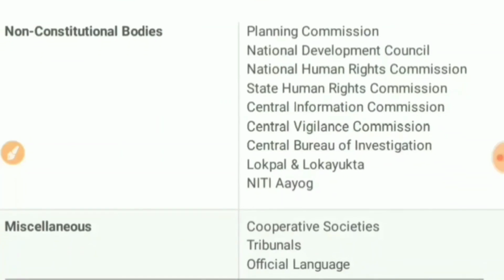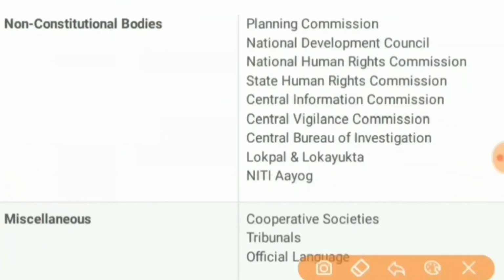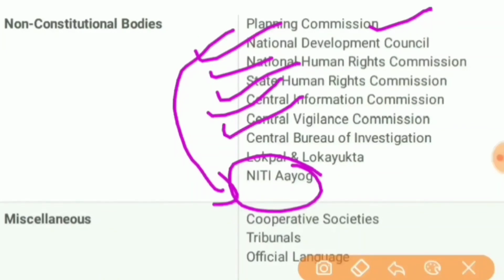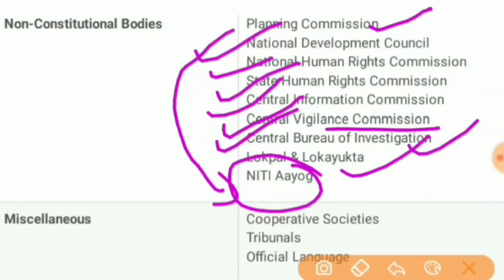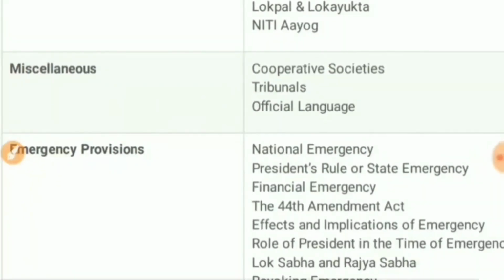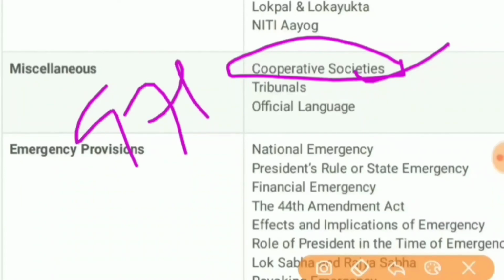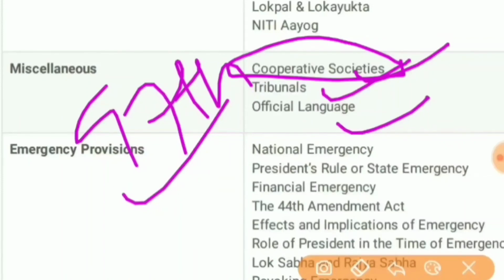Then we have non-constitutional bodies, which are formed by an act or a law, that is the Planning Commission, which has now been replaced by the Niti Aayog in 2014. Then we have the National Development Council, National Human Rights Commission, State Human Rights Commission, Central Information Commission, Central Vigilance Commission, Central Bureau of Investigation, Lokpal and Lokayukta, and miscellaneous topics. Cooperative societies, which were added to the Constitution by the 97th Constitutional Amendment Act. Then we have tribunals and official languages.